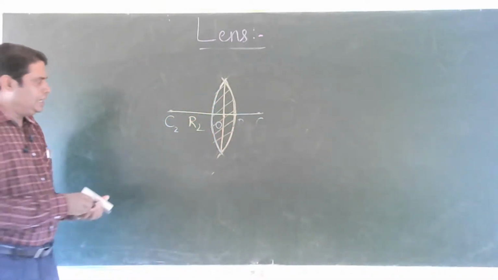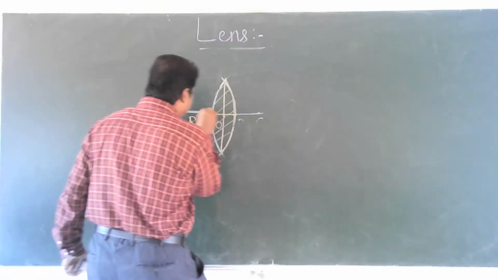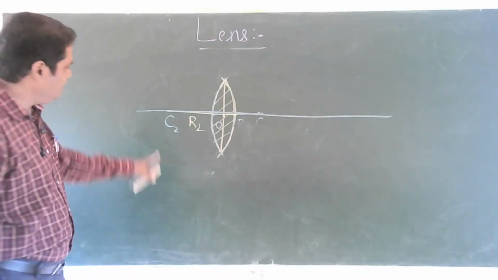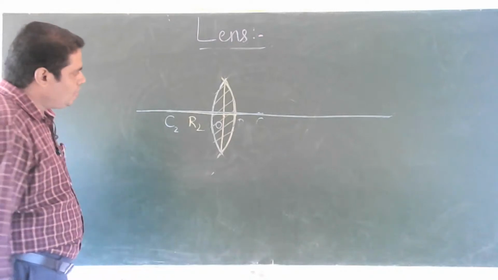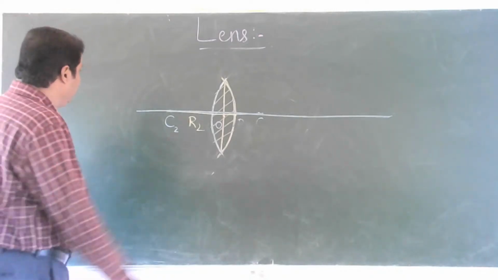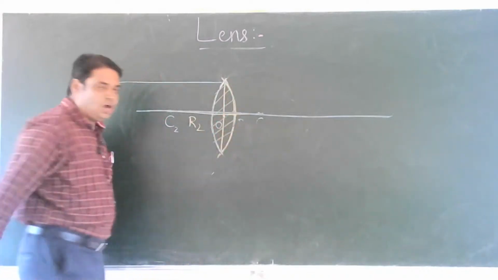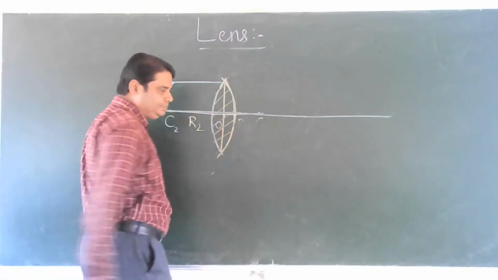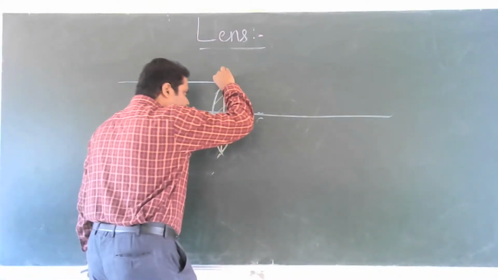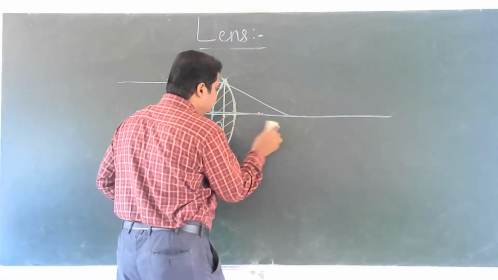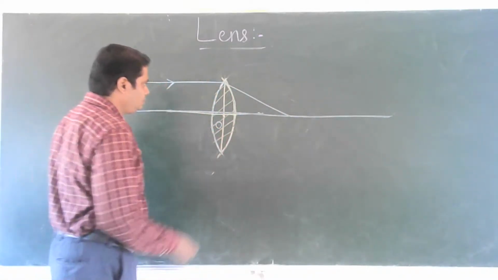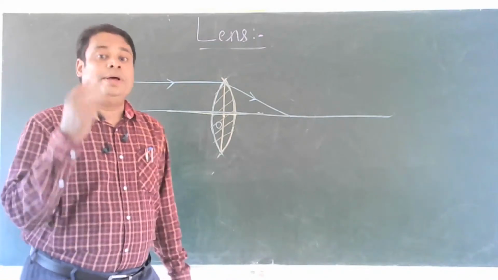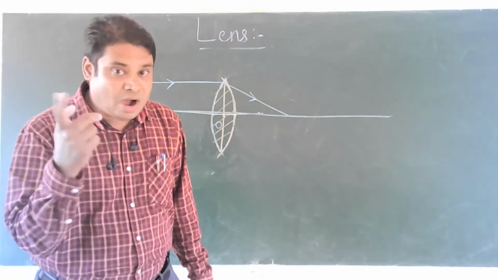Now, if this is clear, let me take this lens. Here you have a line passing through the optical center called the principal axis. No doubt in that. This is the principal axis. When a ray of light is allowed to be incident on this lens at any point, we observe, after refraction, that refraction happens twice.